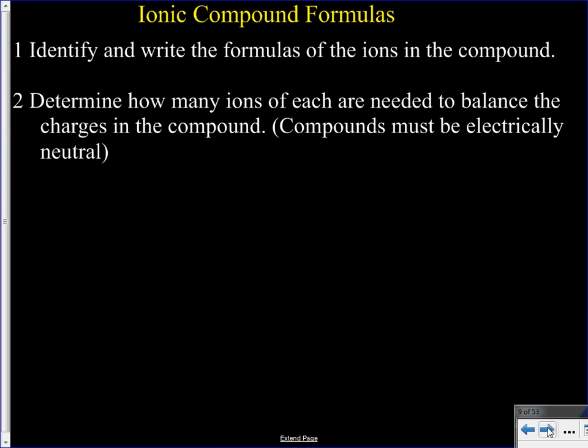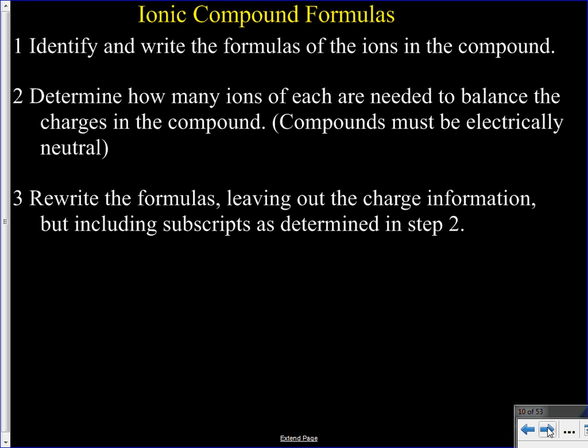And I'm going to go through quite a few examples later on in this video to explain that. The third thing we're going to do is, once we know how many ions of each, we're going to rewrite the formulas for those ions, but this time we'll leave out those charge superscripts, that extra charge information. We're going to drop that, and this time, if necessary, we'll use subscripts to show how many of each of the ions are in our formula. And then most of the time, that'll be our last step.